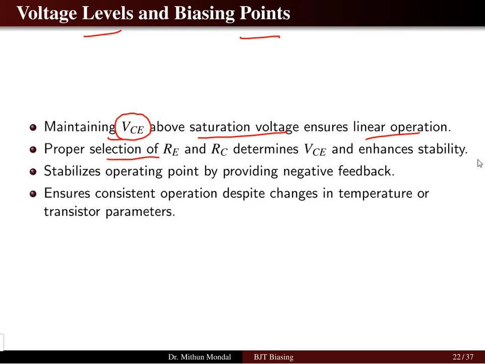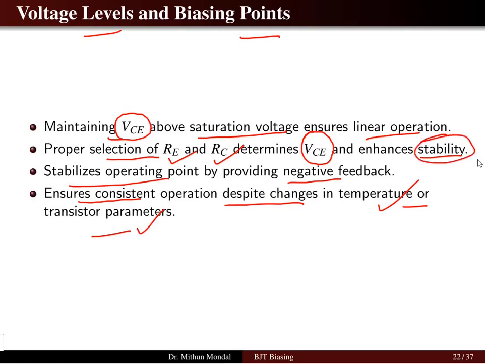The proper selection has to be done for the emitter resistor and the collector resistor, and these would determine the collector to emitter voltage, which would result in better stability of the network. It stabilizes the operating point by providing negative feedback in the circuit and also ensures consistent operation despite changes in temperature or transistor parameters. So even if there is a fluctuation in the temperature or a change in any of the parameters, there would be stability in the network for common emitter configuration.